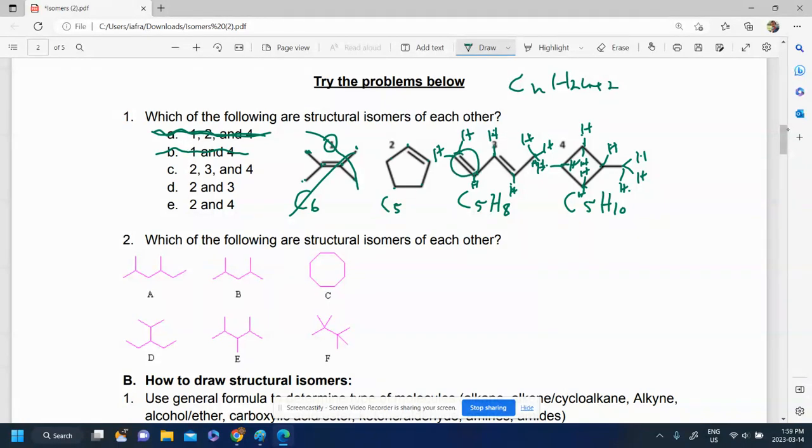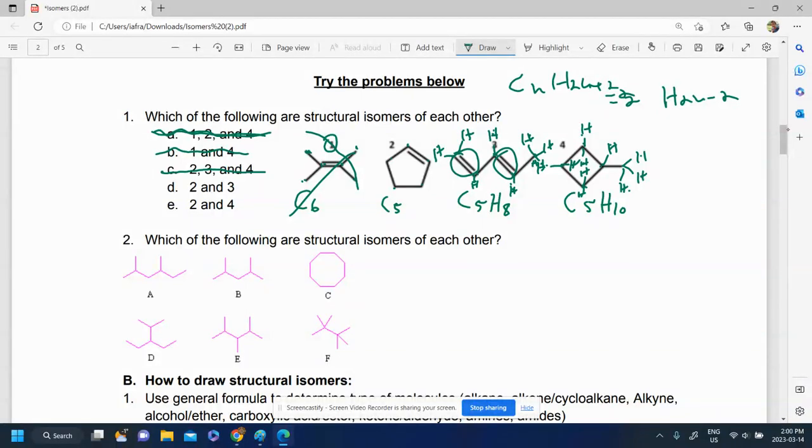I believe that makes sense because if you had just a regular alkane, you have CnH2n plus 2. You do this, it takes away 2 H's. You add this, it takes away another 2 H's. So by now you're at CnH2n minus 2, which is C5H8. That makes sense. So, okay, we know that 3 and 4 can't be together in an answer. So right away, that gets rid of option C. Now we just need to see, is it 2 and 3 or 2 and 4 that are isomers of each other?